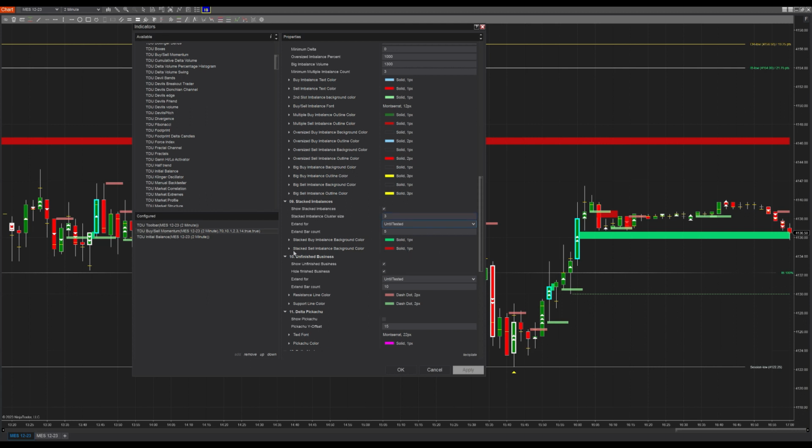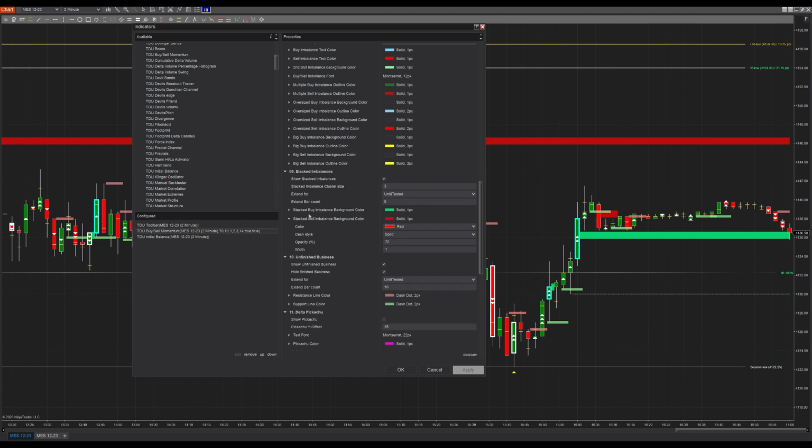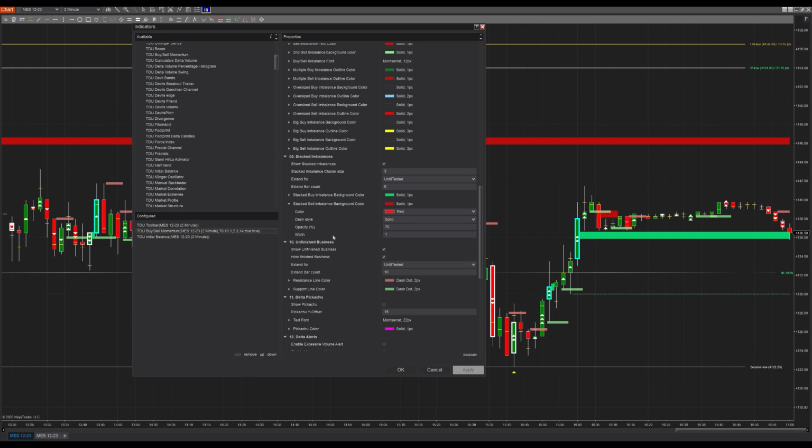Color choices, and again, I've got these pumped up very high, right? I might normally have that at 25, 30, because I don't need them that bright. But just to make the point here so you can see them. Same thing on the buy side, the buy imbalance.